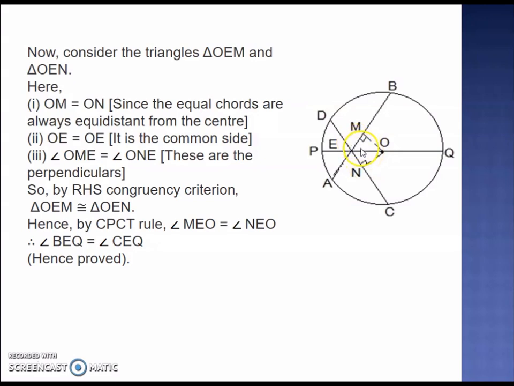So therefore by CPCT we will get this angle also equal, that is MEO and NEO are equal. Now this is the same angle which has been produced here. So by that we will get BEQ and CEQ also are equal.